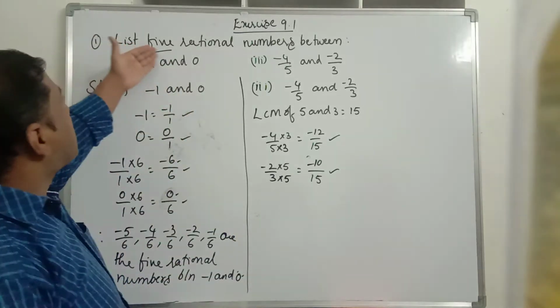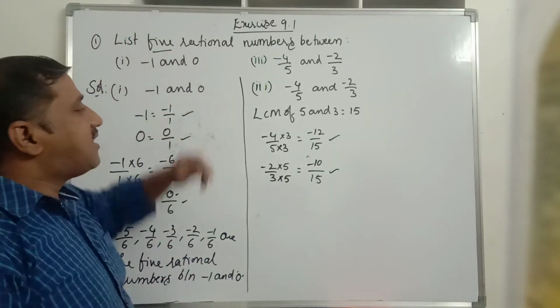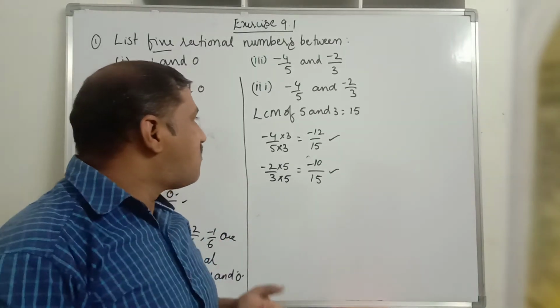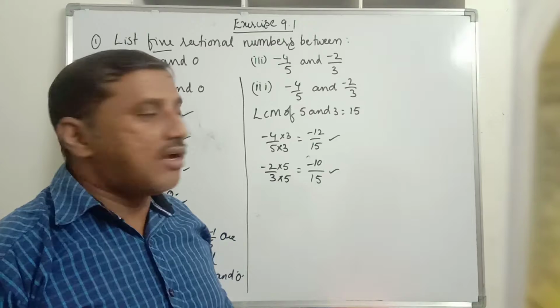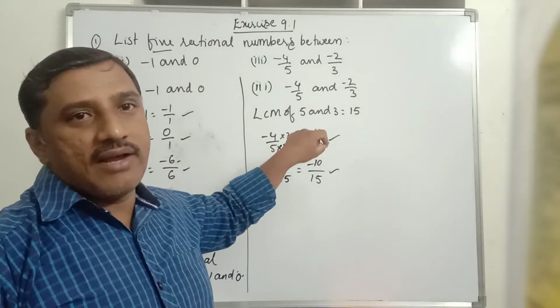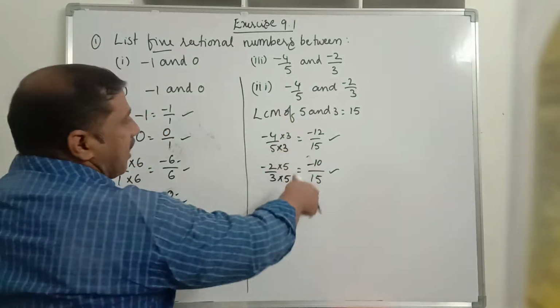How many rational numbers do we have to find here? 5 rational numbers we need to find. Am I right or wrong? How many rational numbers do we have to find? 5 rational numbers. So you can multiply this with what? One more than 5, it is 6. These two, multiply with 6.